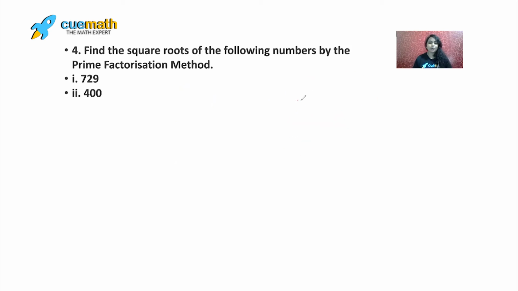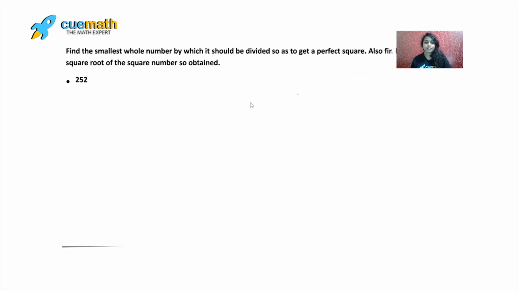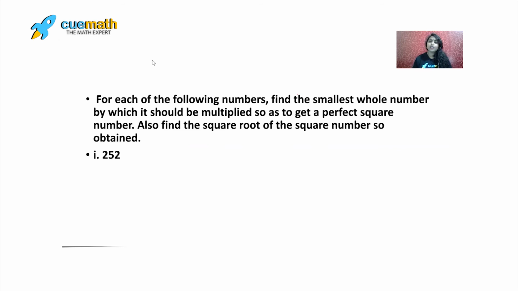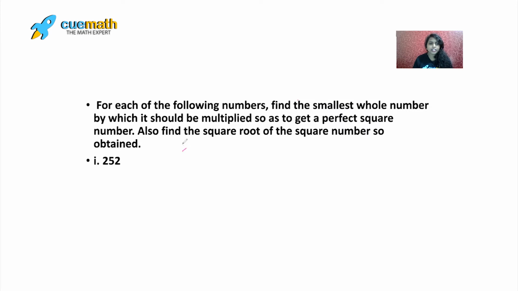So let's quickly move to another NCERT question. For each of the following numbers, find the smallest whole number by which it should be multiplied so that we get a perfect square, and also find the square root of the square numbers obtained. Okay, let's quickly do this. Let's find it using the prime factorization method.